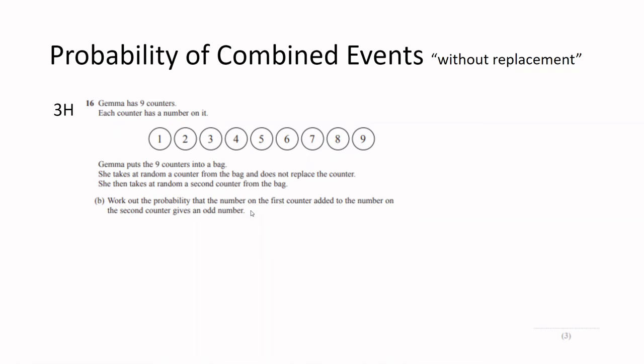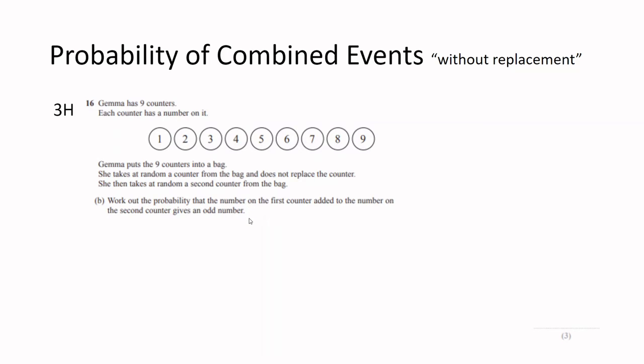On to question B, which required a bit more thinking here. Work out the probability that the number on the first counter added to the number on the second counter gives an odd number. Now, in order to get an odd number from an addition, you can't possibly be adding two even numbers because that would be even. Even if you added two odd numbers like 1 and 3, for example, that gives you an even number. The only way you're going to get an odd number from an addition is if you add an odd number with an even number, or you add an even number with an odd number. So that's what we're going to work out.